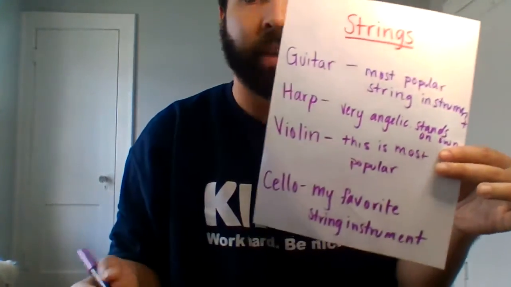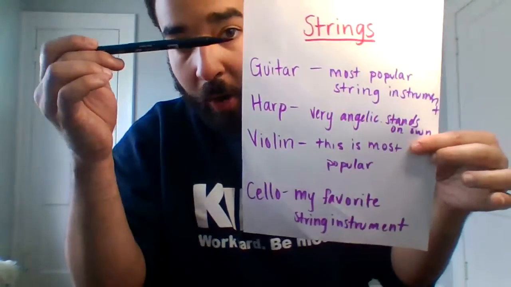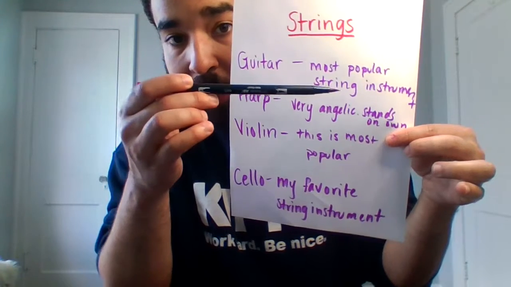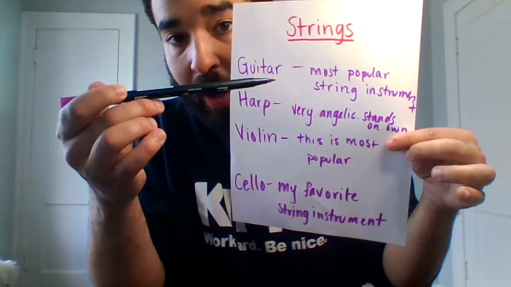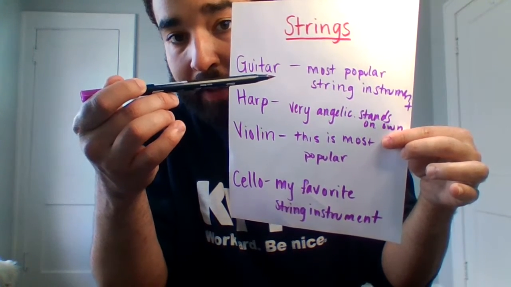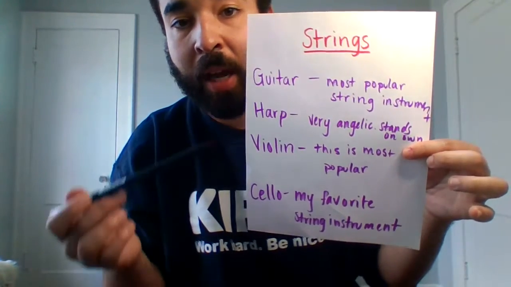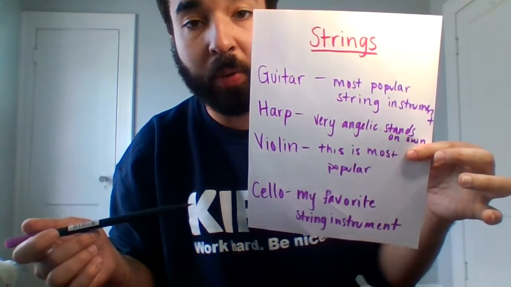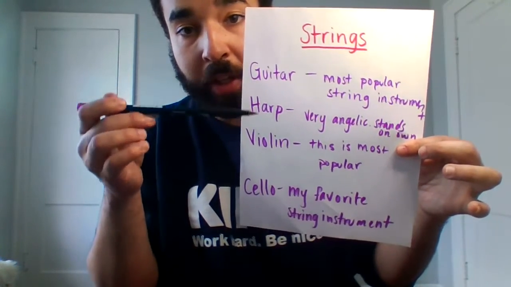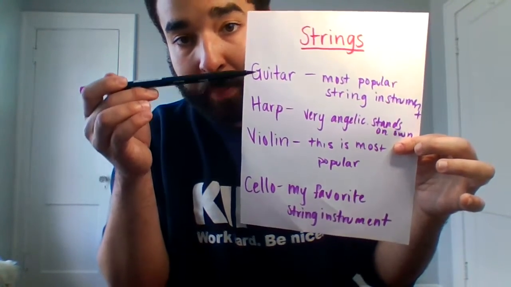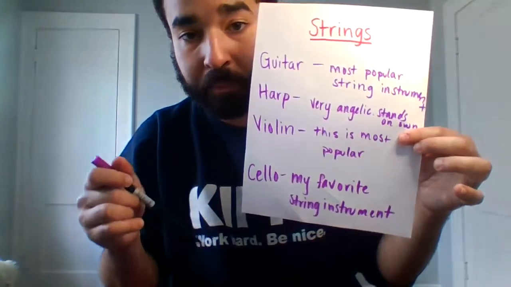Those again are the four instruments that I'm going to introduce to you in the string family. Again, we have guitar, which is the most popular string instrument. A lot of people know how to play guitar, and this is a lot of people's first instrument they play. The harp is a very angelic sound. It is very tall and stands alone. It is also, with the guitar, an instrument that you pluck and strum as well.